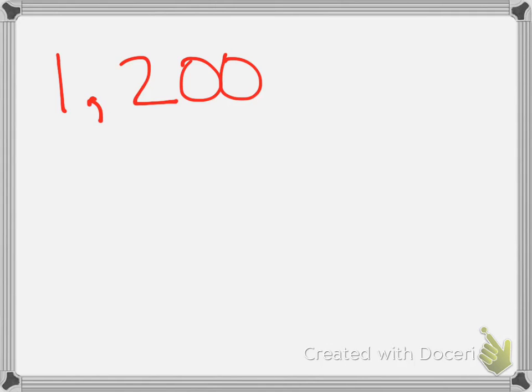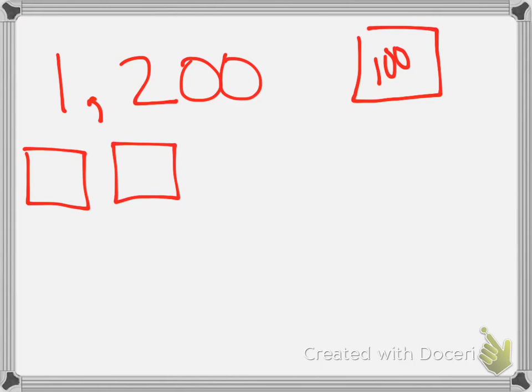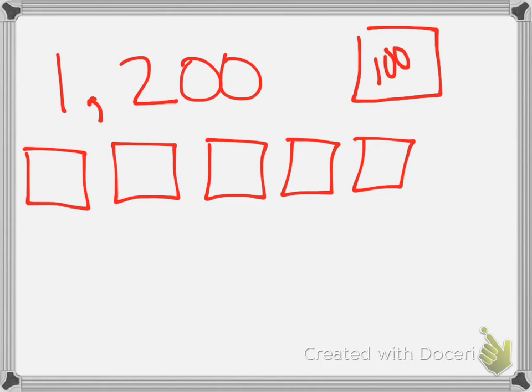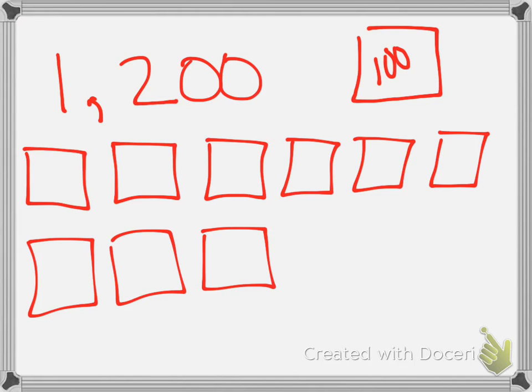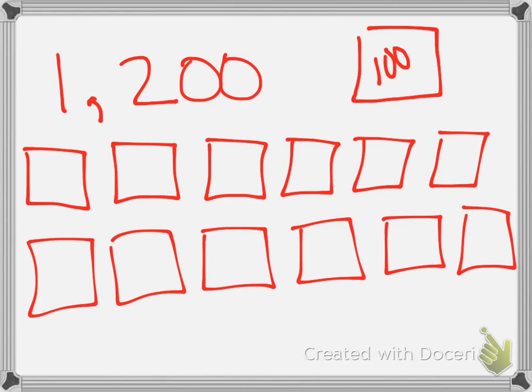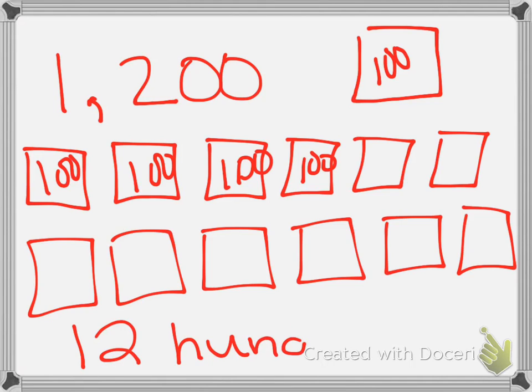Another example is 1,200, and I could represent this with flats. Flats are each worth 100. So in this case, I'm going to need 12 of them, because 12 times 100 will give me 1,200. I could add each one up, but in my head, I know that 100 times 12 will give me 1,200. So in this case, I have 12 hundreds.